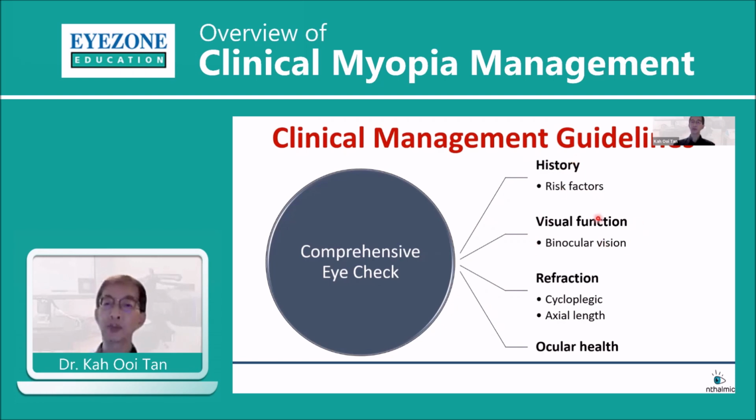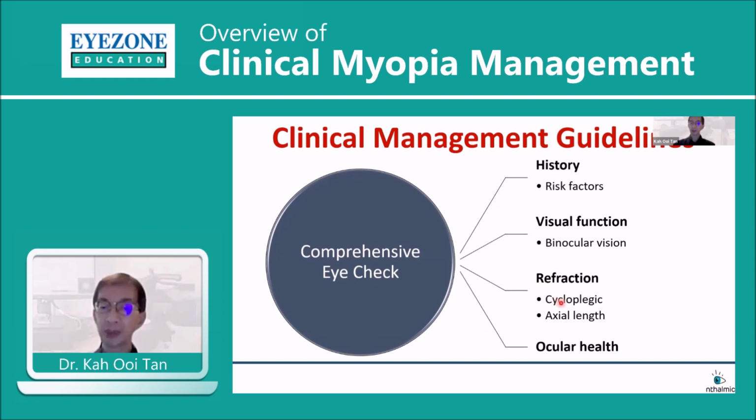Then we need to look at the visual function. Now we know that in our primary eye care services, we need to assess the accommodation, convergence, and cover test, etc. So binocular vision is one of the elements that we need to emphasize. We need to capture this element so that we understand better about the kids' binocular vision status, because that also may affect the efficacy of the treatment in the later step.